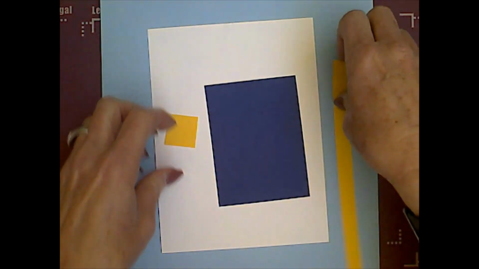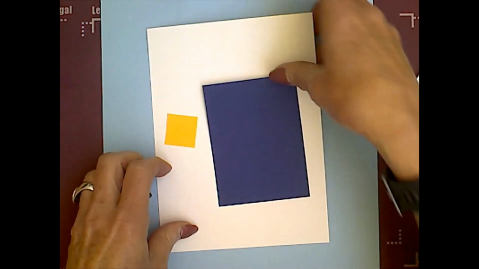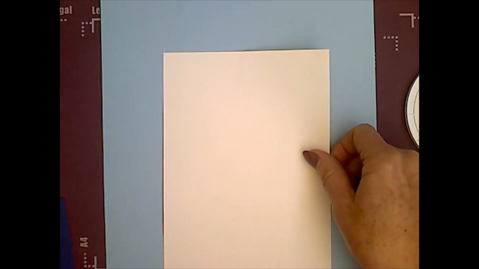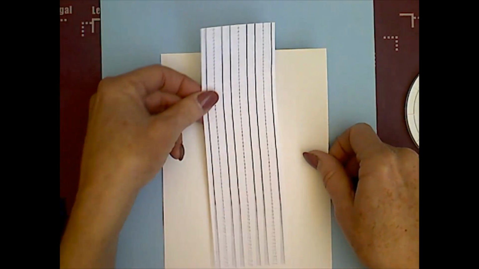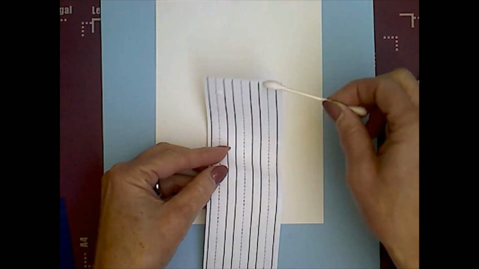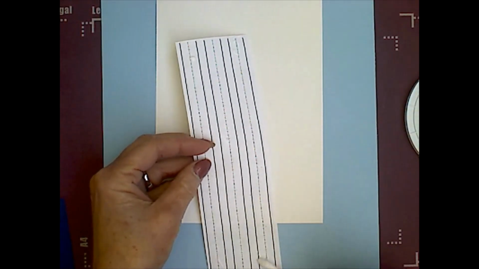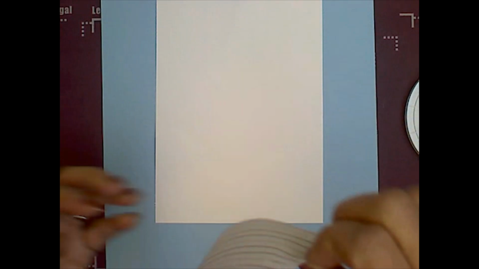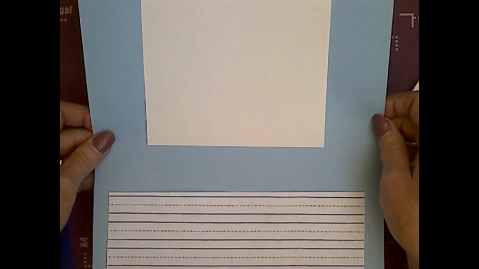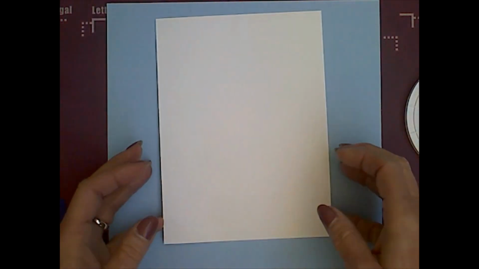So the first thing we are going to do is get your lined paper, and we're going to put some glue dots on the back of the lined paper, and we're going to glue it to the bottom of our blue rectangle that is in a vertical position.